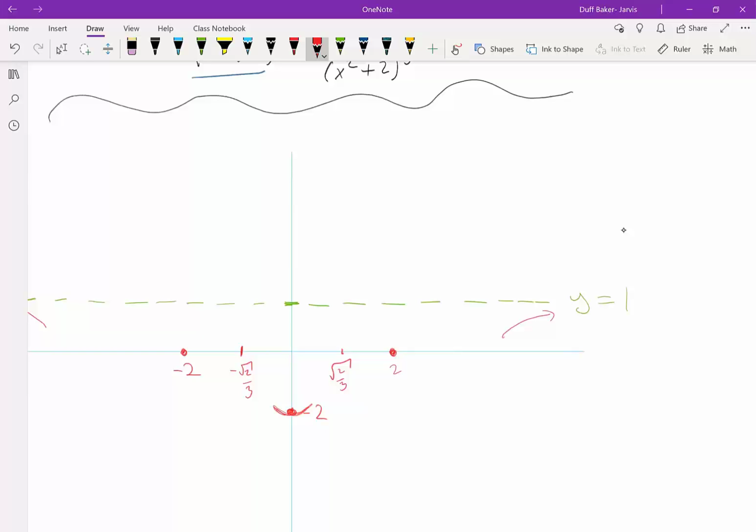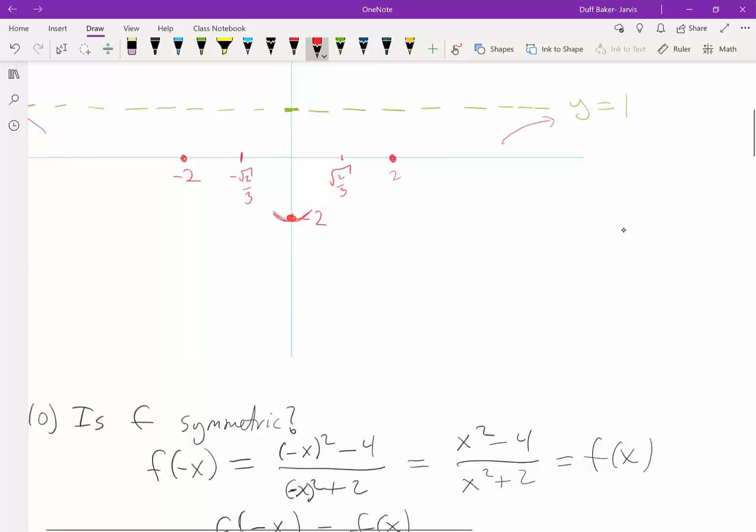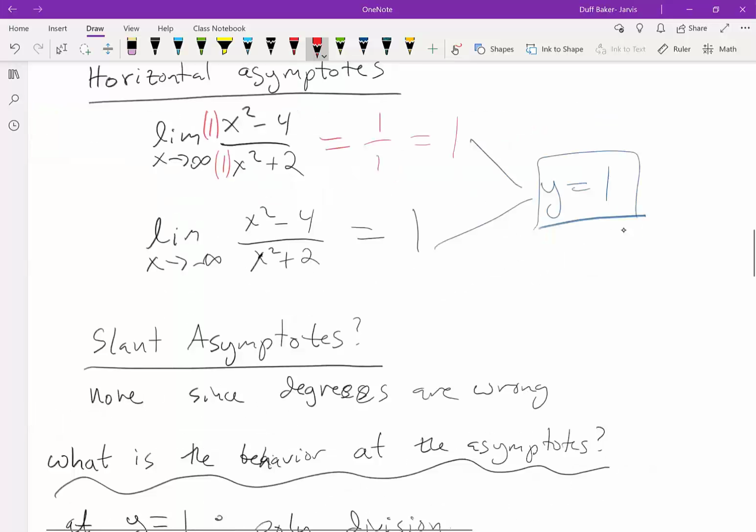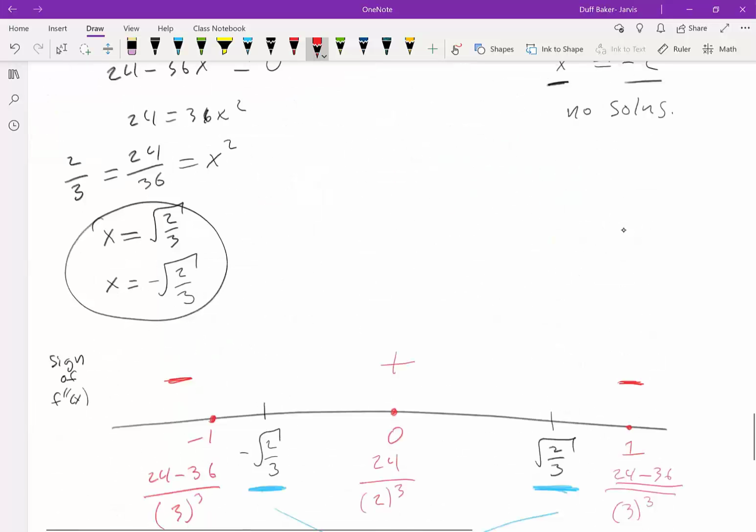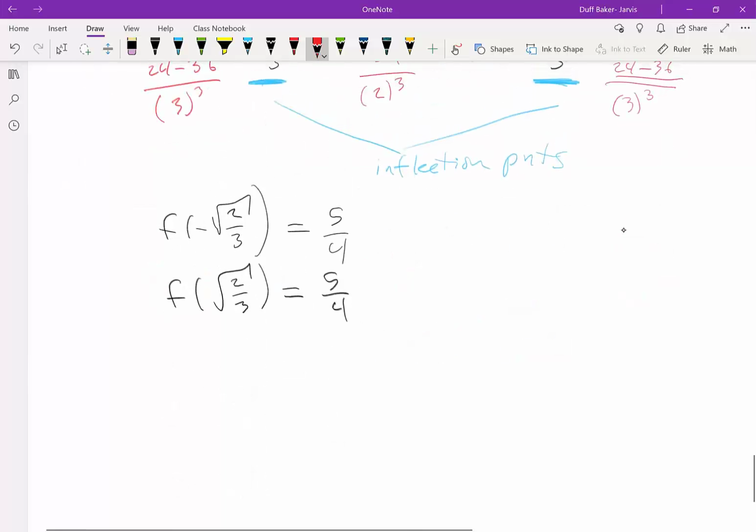Wait, did I read the right thing? Oops, sorry, they're minus 5/4. Yeah, that makes more sense. So these are minus, I forgot a negative.